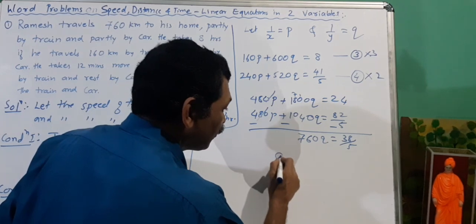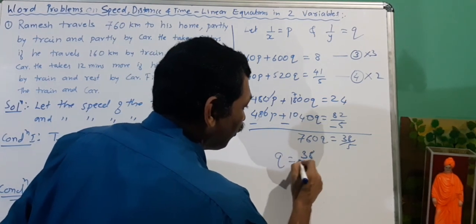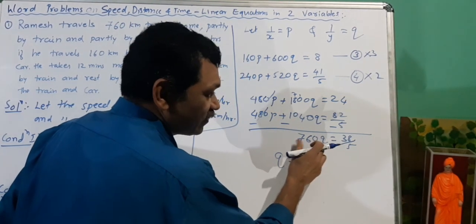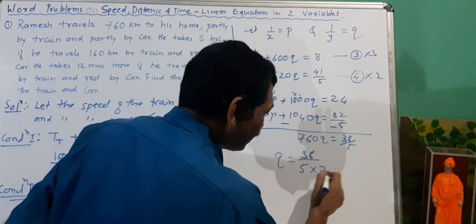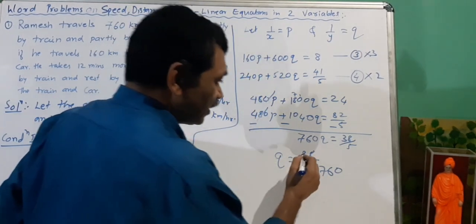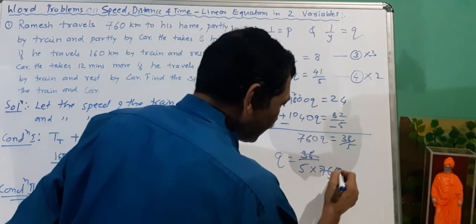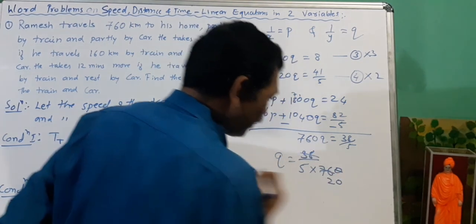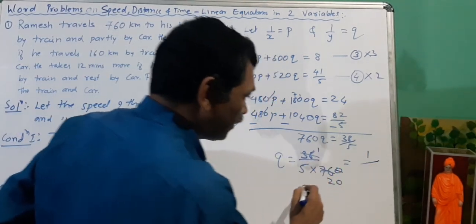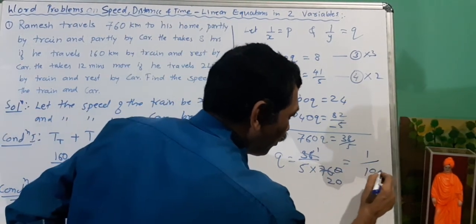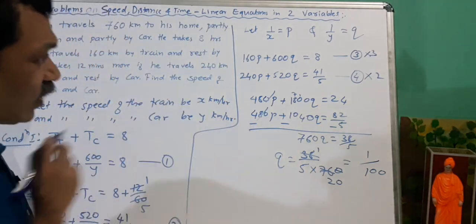To find the value of q, 760 multiplied by q is equal to 38 upon 5. This 760 goes to the other side, so q is equal to 38 upon 5 times 760. 38 times 2 is 76, and so q is equal to 1 upon 100. So we got the value of q as 1 upon 100.